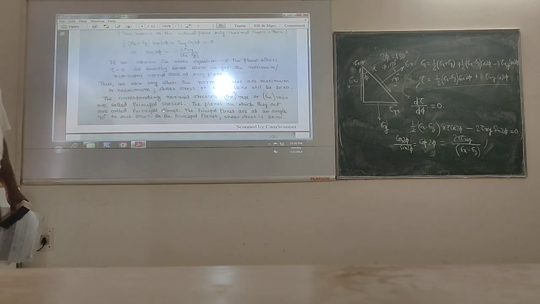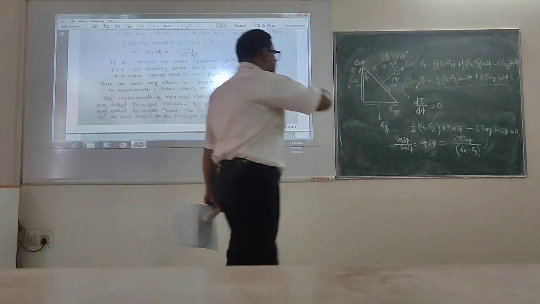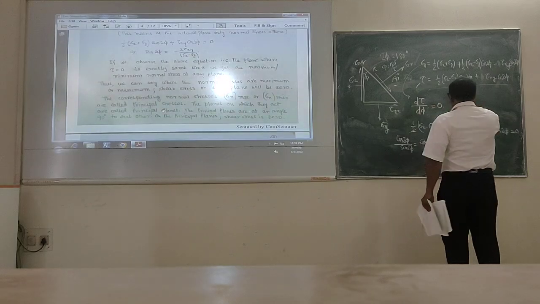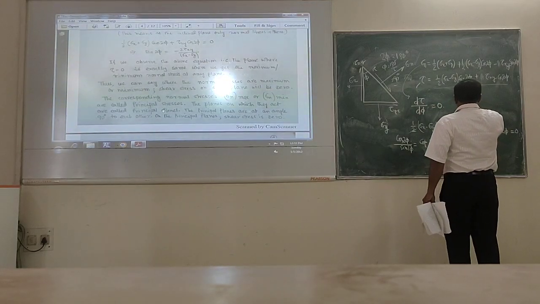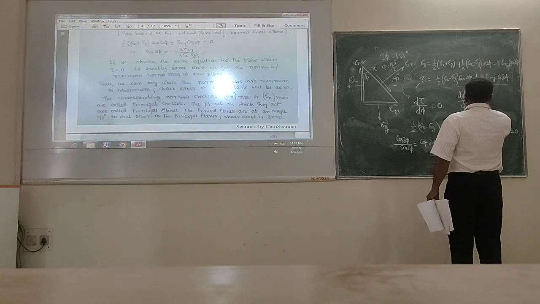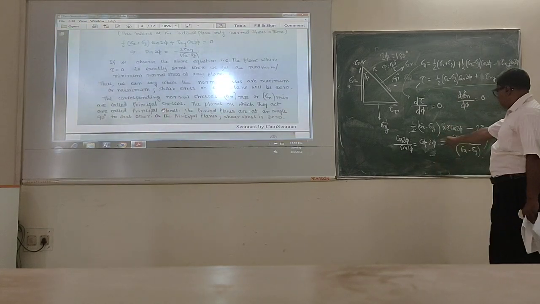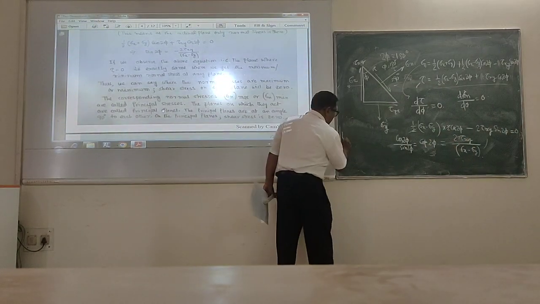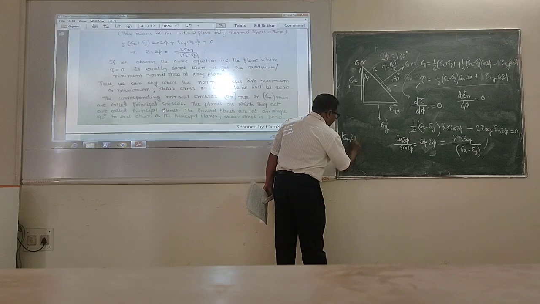And if you remember, for the normal stress, what is the condition we got? In normal stress, we got d sigma n by d phi equal to 0. In this condition, we got tan 2 phi.